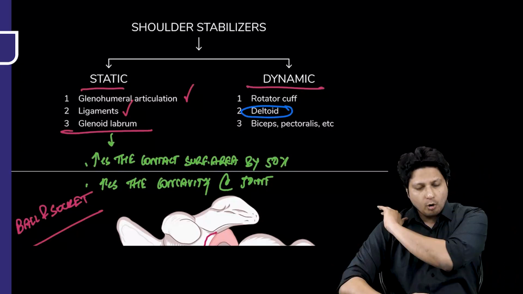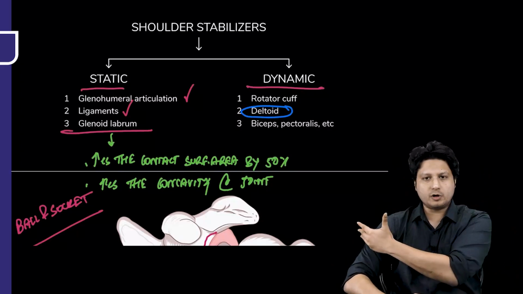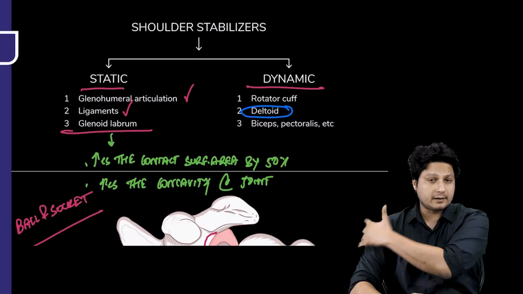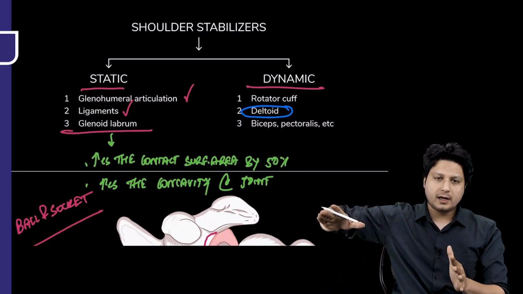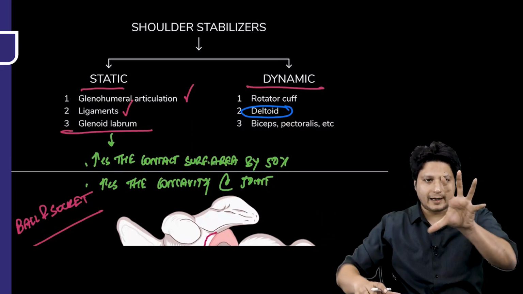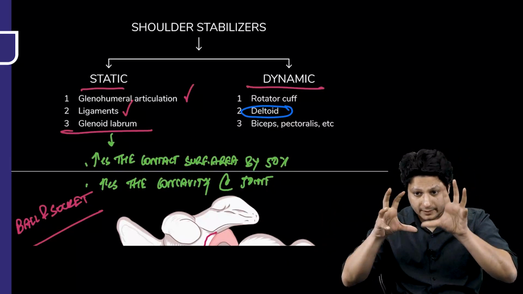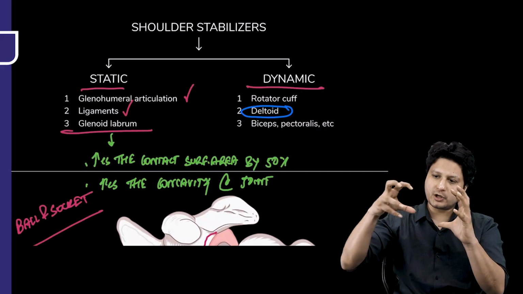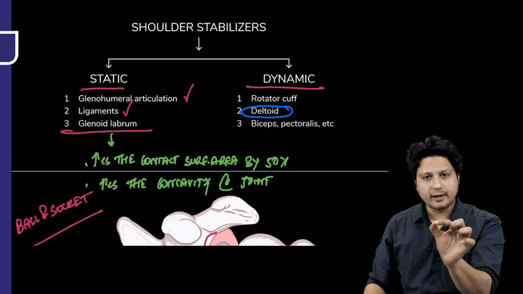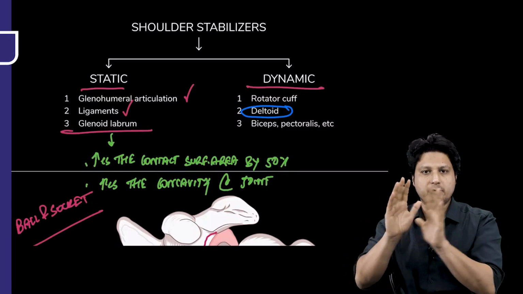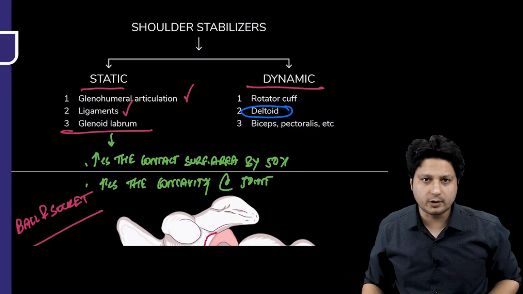Deltoid is more or less a lateral muscle having three components, that means anterior, lateral, and posterior. But its main function is abduction. Once you abduct the shoulder, the deltoid gets contracted, thereby buttressing the head of the humerus, or pushing the head of the humerus into the glenoid cavity. So one, the deltoid during activity is responsible for imparting stability to the shoulder.